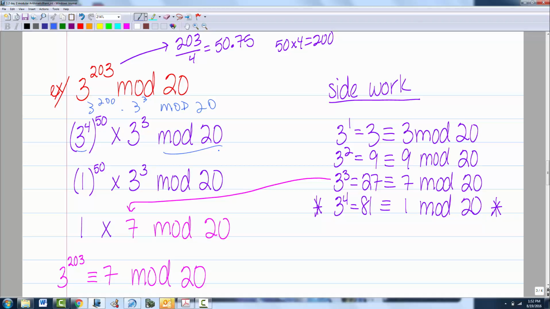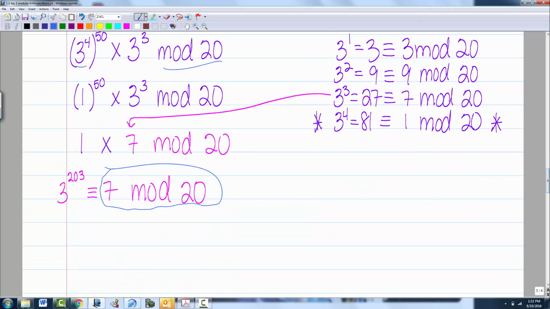So this is what you're ultimately doing, trying to get the smallest possible number that's the same mod 20 as this number. It has the same remainder, but it's the one that's between 0 and the modulus. Final answer. Okay, I am done.